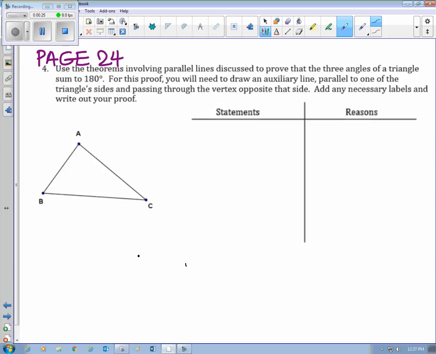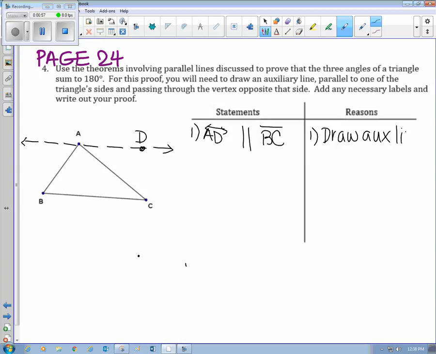and draw a line that's an auxiliary line through point A that's parallel to BC. And we generally draw our auxiliary lines dotted to indicate that they didn't really come with the question. And then in my proof, I want to put in there that my line segment, or line in this case, AD, is parallel to line segment BC. So I'm going to write, draw auxiliary line parallel to BC.